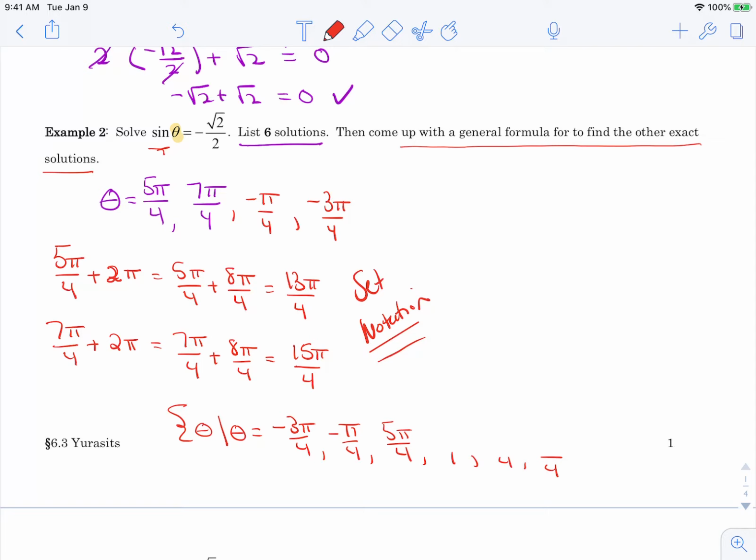We have 7 pi over 4, 13 pi over 4 and 15 pi over 4. Okay. Well, what we're doing here is the very first one we got was this guy, right? Going in the positive direction.